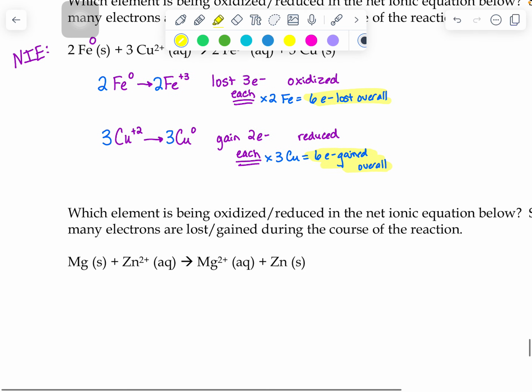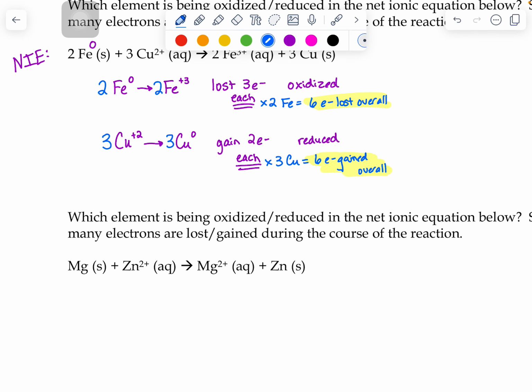Let's do that one more time. Let's say this is our net ionic equation. So we did the balance, we did the complete, we canceled out the spectators, and here's what's left. The magnesium on the left must be neutral. If they don't show you a charge, it's an implied neutral. And the zinc on the right, neutral.